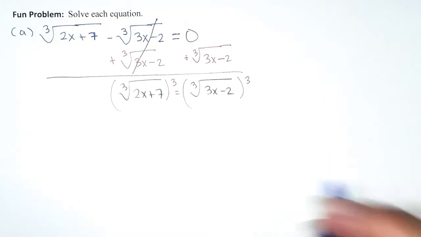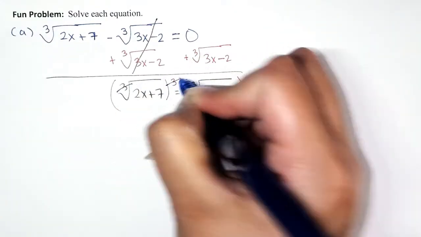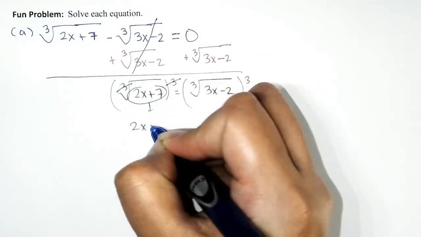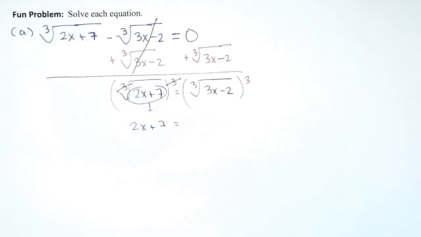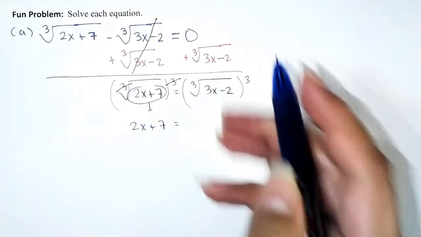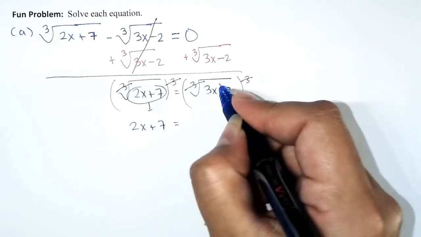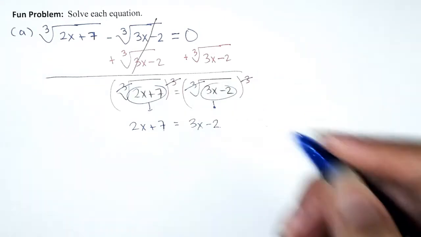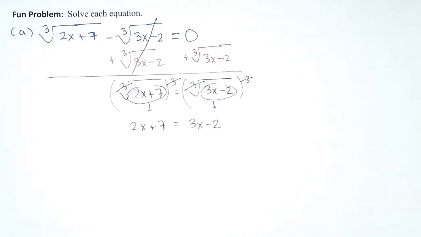So on the left side, index of 3, power of 3 undo each other, and that will leave us with 2x plus 7. On the right side, it's going to be the same speech. Okay, index of 3, power of 3, they're the same number, so they undo each other, and that will leave us with the radicand of 3x minus 2. So now we are going to focus our energy on solving our new equation.